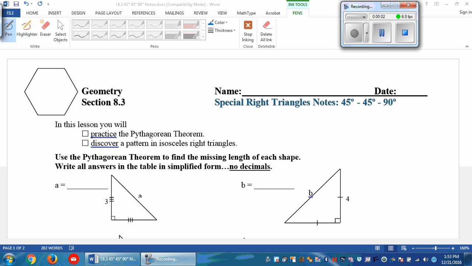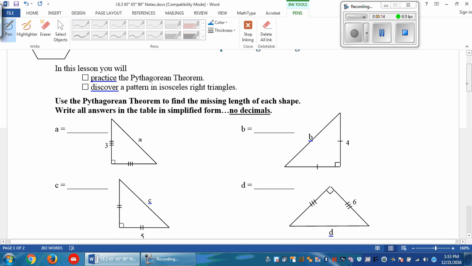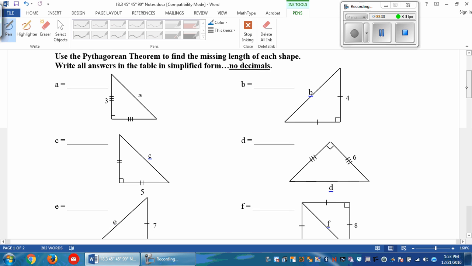You're watching 8.3 Special Right Triangles, 45-45-90, for geometry. In this lesson, you will be practicing the Pythagorean Theorem, and we will be discovering patterns of isosceles right triangles, which end up being 45-45-90. We're going to use the Pythagorean Theorem in this first section to find the missing side lengths, and discover how the 45-45-90 triangle relates to it.